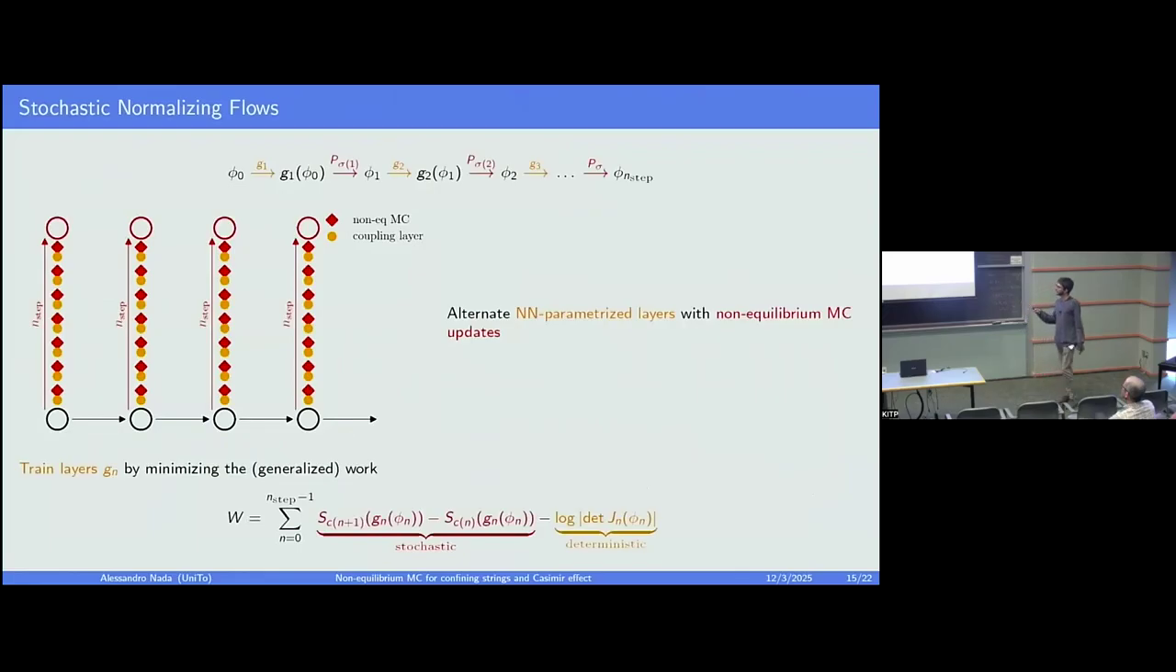What I'm doing right now, I'm not going too much into details, but I'm using a stochastic normalizing flow. This is, I would say, a bit of a generalization of what we are doing, because we are not just doing the non-equilibrium updates, but we're also doing some deterministic transformations, which are parameterized by neural networks. So we're using a little bit of machine learning down here. And let me say that this is the only way to sample from this theory.